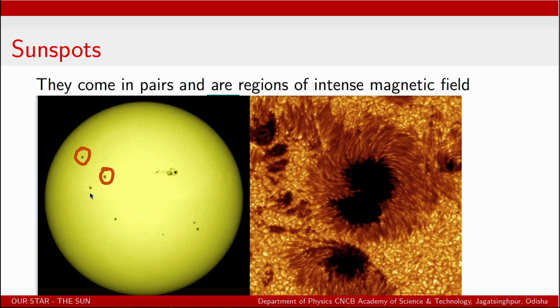So these are the sunspots on the sun. These appear as black spots, but if you zoom in on a sunspot, you're going to see that it has finer structure. There is a black region, which is called the umbra. Every sunspot has an umbra, and there is one adjoining region which is not so black. This is the penumbra.